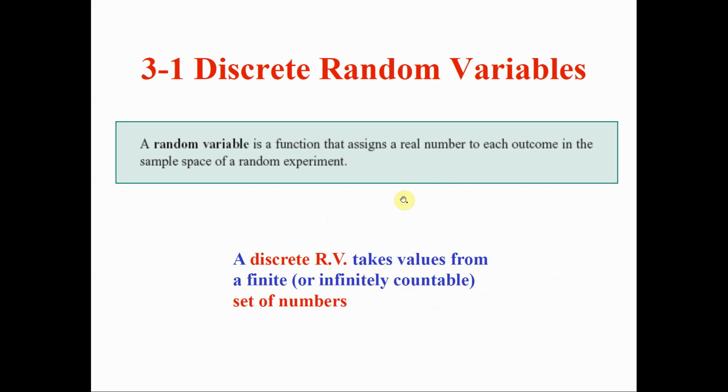I think now we understand the definition. A random variable is a function or mapping that assigns a real number to each outcome in the sample space of a random experiment.